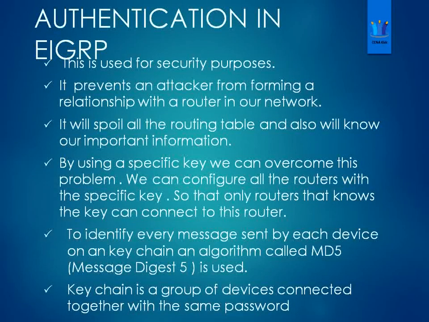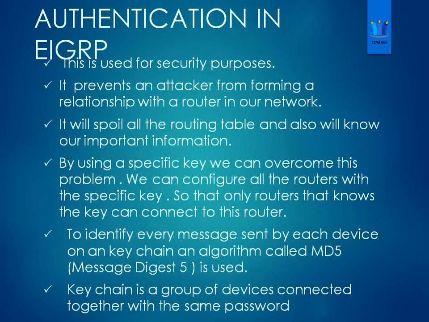Authentication in EIGRP is used for security purposes. It prevents an attacker from forming a relationship with our router in our network. If an attacker forms a relationship with our router, it will spoil all the routing table and also learn our important information in the router. By using a specific key, we can overcome this problem.